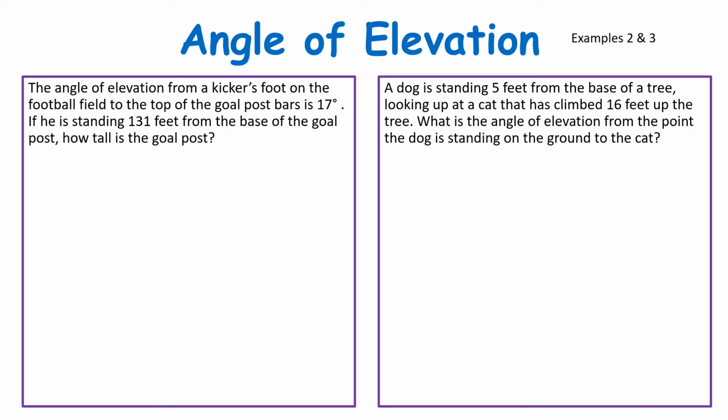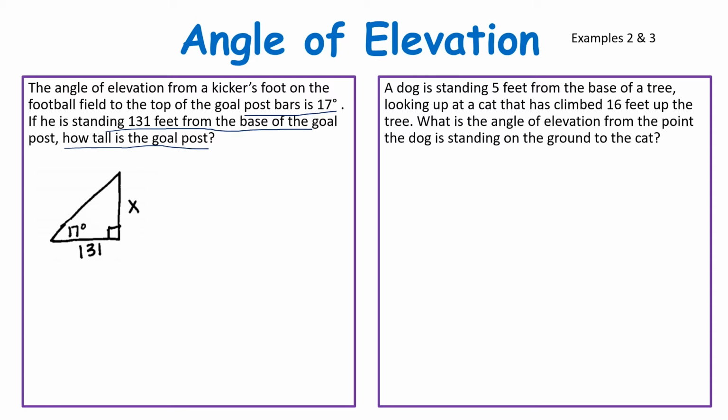So let's look at these two examples here. It says the angle of elevation from a kicker's foot on a football field to the top of the goal post bars is 17 degrees. If he is standing 131 feet from the base of the goal post, how tall is the goal post? It helps to start out by drawing a triangle. To save some time, I have it already up here.